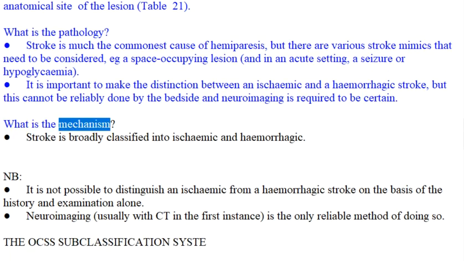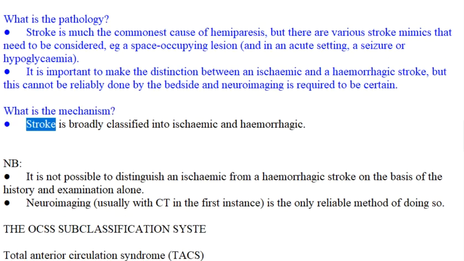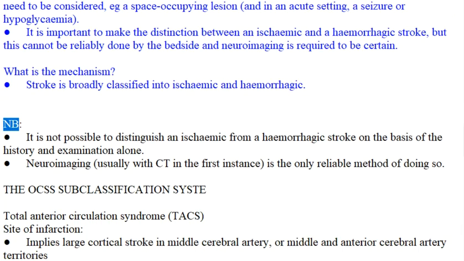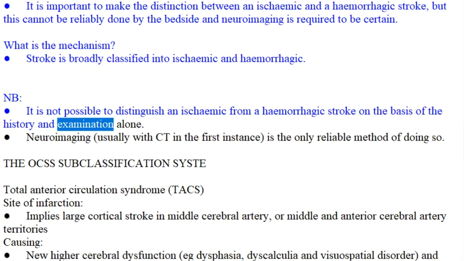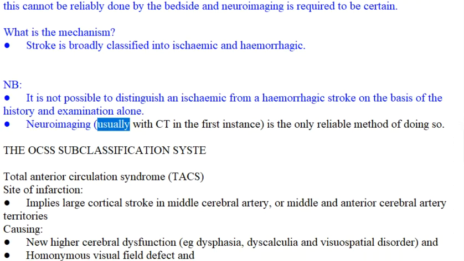What is the mechanism? Stroke is broadly classified into ischemic and hemorrhagic. NB. It is not possible to distinguish an ischemic from a hemorrhagic stroke on the basis of the history and examination alone. Neuroimaging, usually with CT in the first instance, is the only reliable method of doing so.